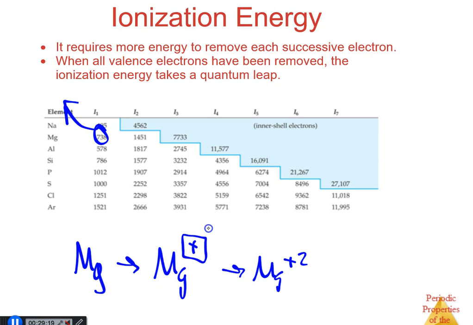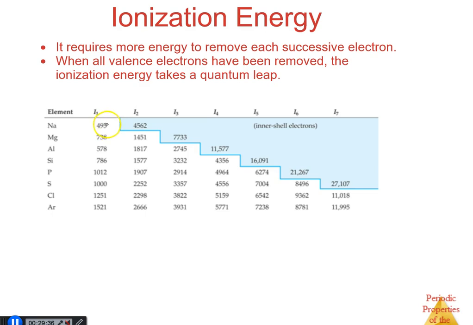Are we okay with that? Ionization increases each time because you're trying to remove an electron from an atom that just keeps getting more and more positive. Now, the second one. Sodium, to take the first is 495. To take the second is 4,562. That's a gigantic difference, correct?